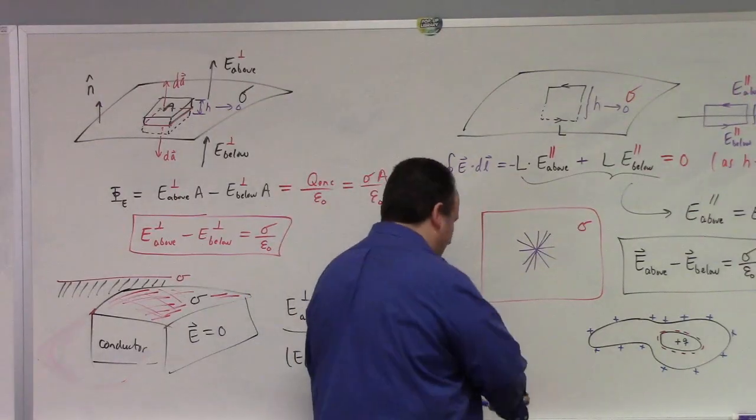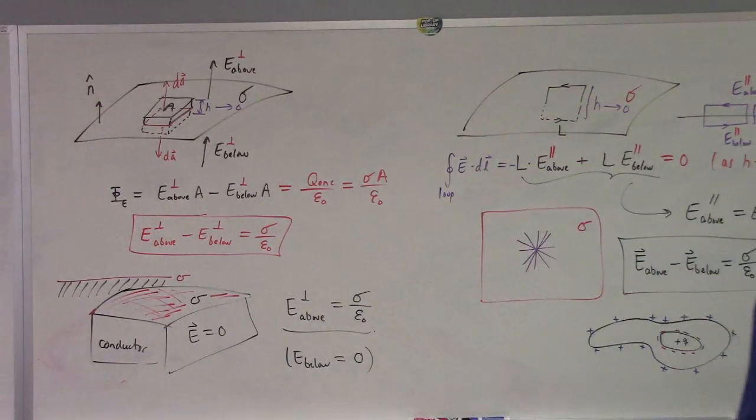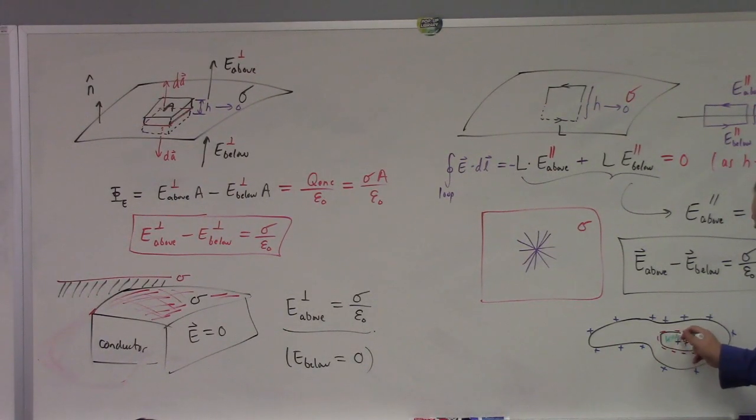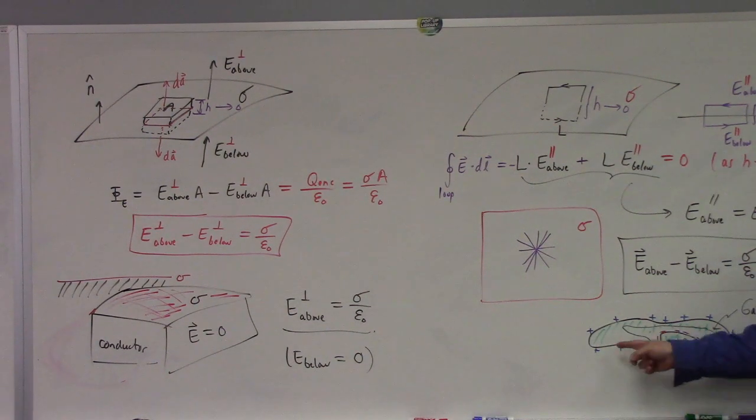Not having shading on a whiteboard really is such a sad thing. But I'm trying to mean this is a hole, and this is a solid conductor with a hole in it. So the point is, if you take a Gaussian surface here, what has to be the case? You have to have the flux through that be what? It has to be 0, because the electric field inside the conductor has to be 0.